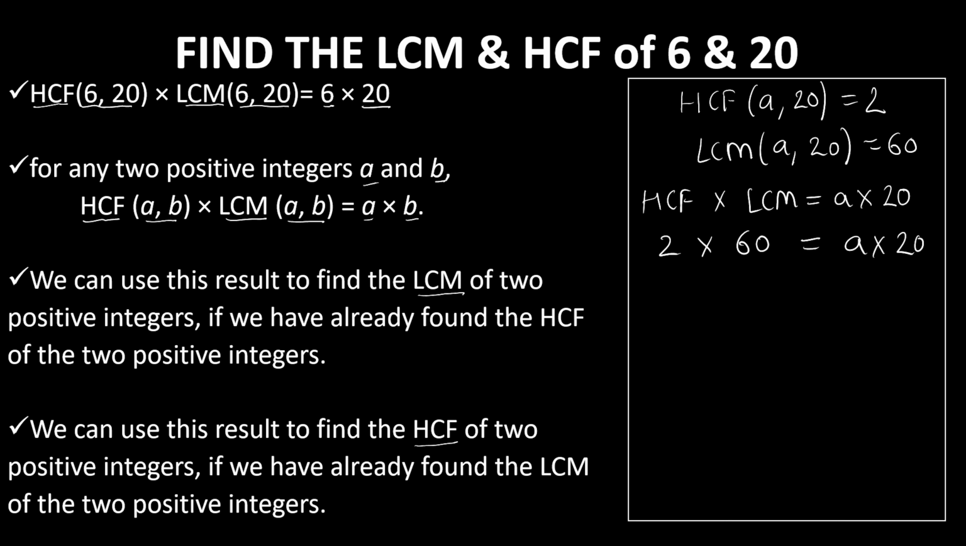How? 2 into 60 is 120, equal to 20a. So if you have to find the value of a, just bring this 20 to the left-hand side as a division with 120. So 120 divided by 20 gives us a, whose value is equal to 6. With this, we are able to find one of the numbers if we have been given the other number and the highest common factor and lowest common multiple of those two numbers. So clearly we can observe that a is equal to 6 here.